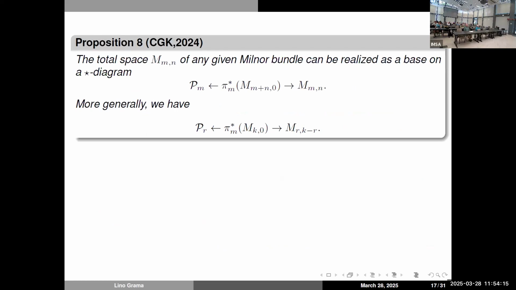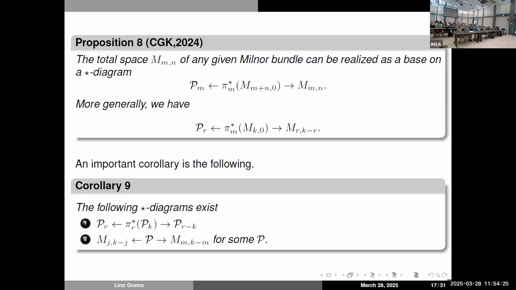The total space of a given linear bundle can be realized as a star diagram. Okay, just this. And we have this important corollary. This just tells us that if you note this index R and K, we can provide a kind of shift on this space. Okay?